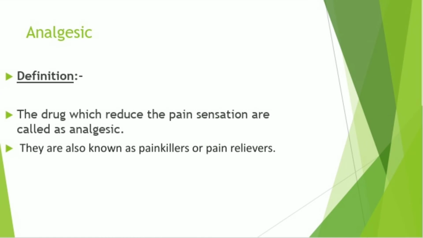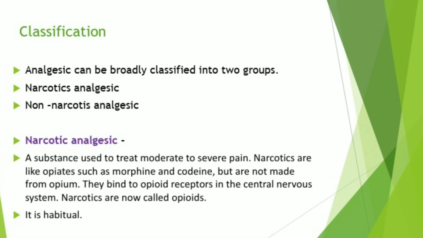Definition. The drugs which reduce the pain sensation are called analgesics. They are also known as painkillers or pain relievers. Analgesics can be broadly classified into two groups. One is narcotic analgesic and the second one is non-narcotic analgesic.